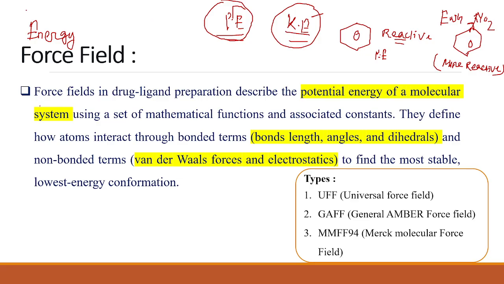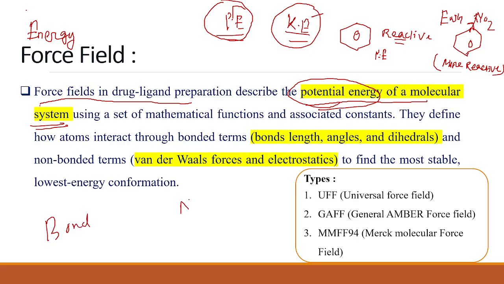So here the force field in the drug ligand preparation describes the potential energy of a molecular system. If we have any compound, then what is the potential energy of that compound? That is called the force field, or simply the energy of that compound. So how do we calculate the force field or the potential energy? It is basically calculated by two terms, that is, the bonded and non-bonded terms.